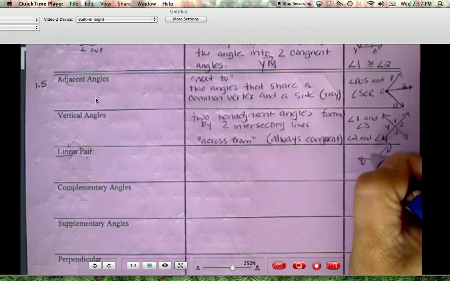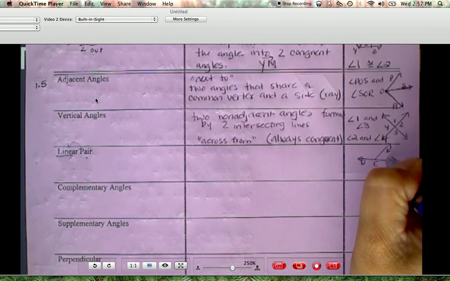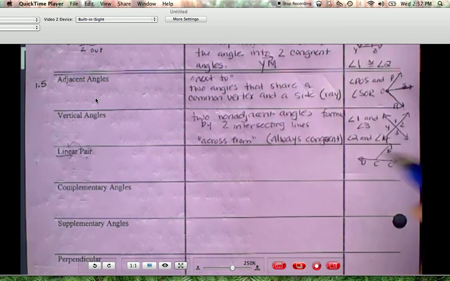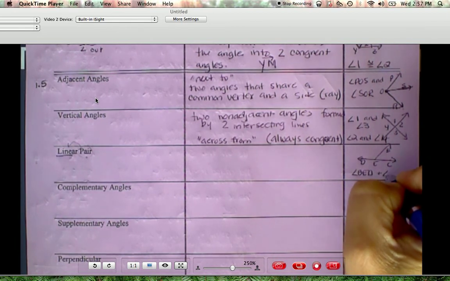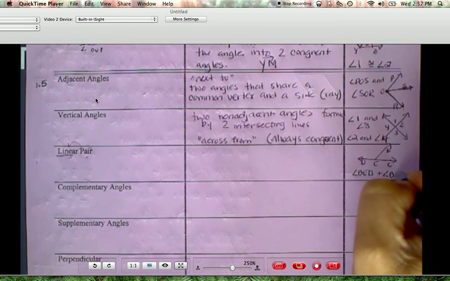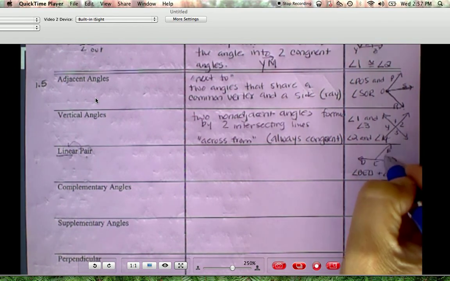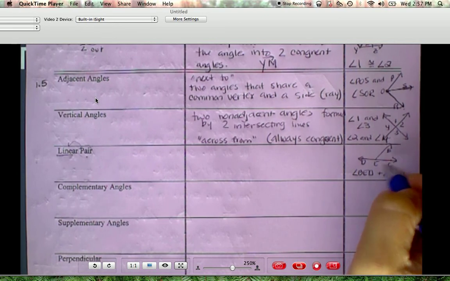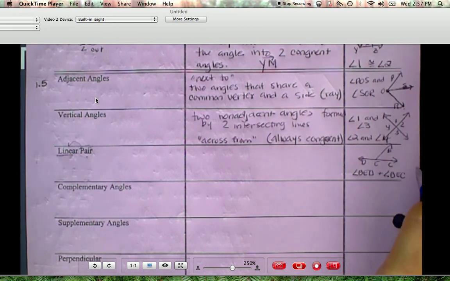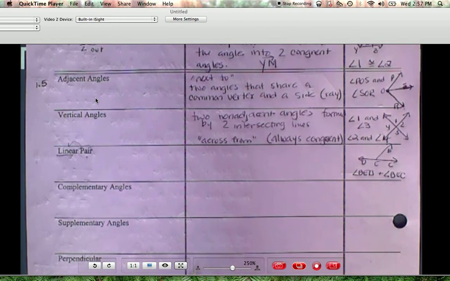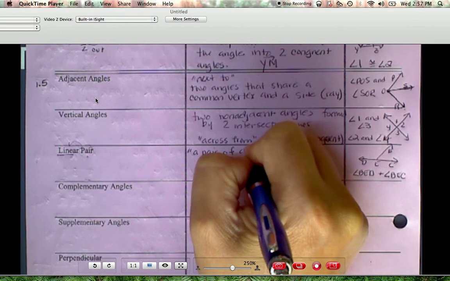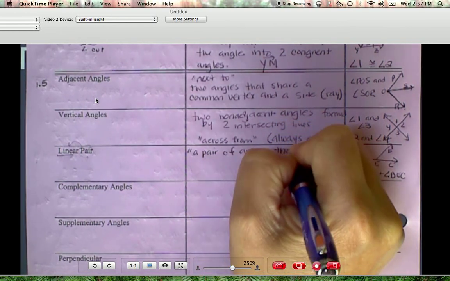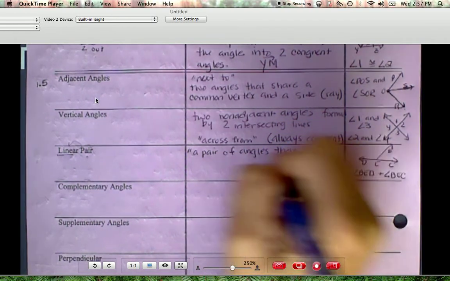Now, together, this angle and this angle, if you glue them together like they are here, will form a straight line. So, angle BED and angle BEC are a linear pair, a pair of angles that sit on a line or form a line. Okay, a pair of angles that form a line. Let's write that down. A pair of angles that form a line.